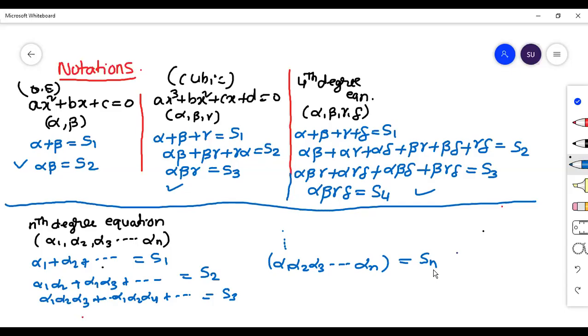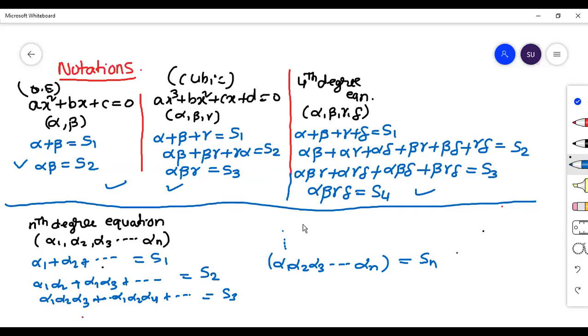If it is quadratic, you will get only S1, S2. If it is cubic, S1, S2, S3. If it is a fourth degree, S1, S2, S3, S4. If it is nth degree, S1, S2, S3, and so on, Sn. You have to understand what we mean by S3, what we mean by S4. Like this, we need to understand.